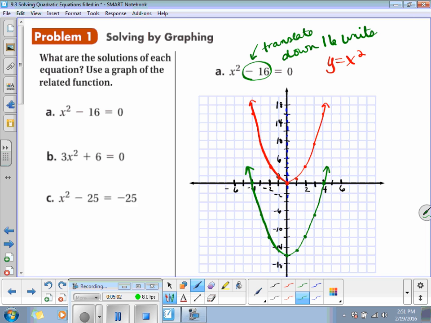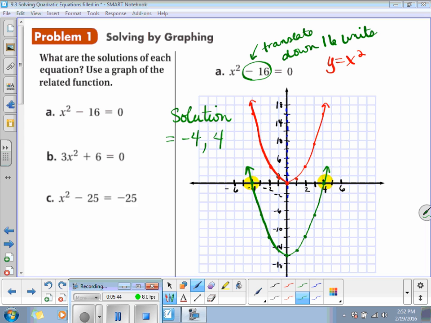Now, we want to know what are the solutions. Where do they cross the x-axis? Where do they cross the x-axis? At -4 and +4. Very good. So the solutions of the first equation are -4 and +4. There's my graphing using the parent function. Okay, we can also graph by finding the axis of symmetry and the vertex.